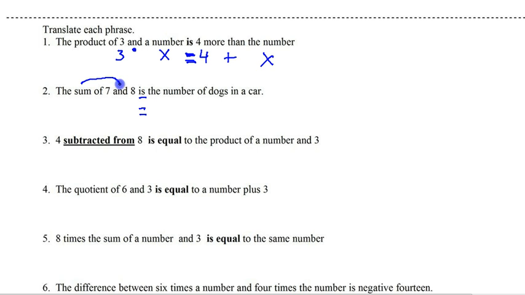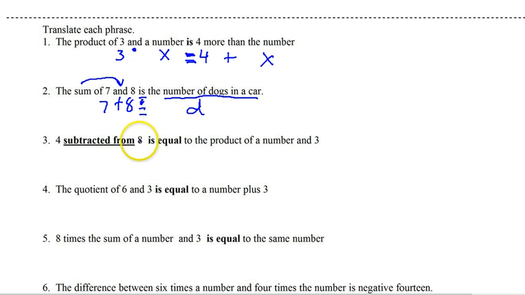So remember, sum means addition, so that and is a plus. 7 and 8 is, so equals, right, there's an equal sign. The number of dogs in a car. So what letter do you want to use? I like D for dogs. So there's our equation. Okay, one more and then I'll let you try the rest.